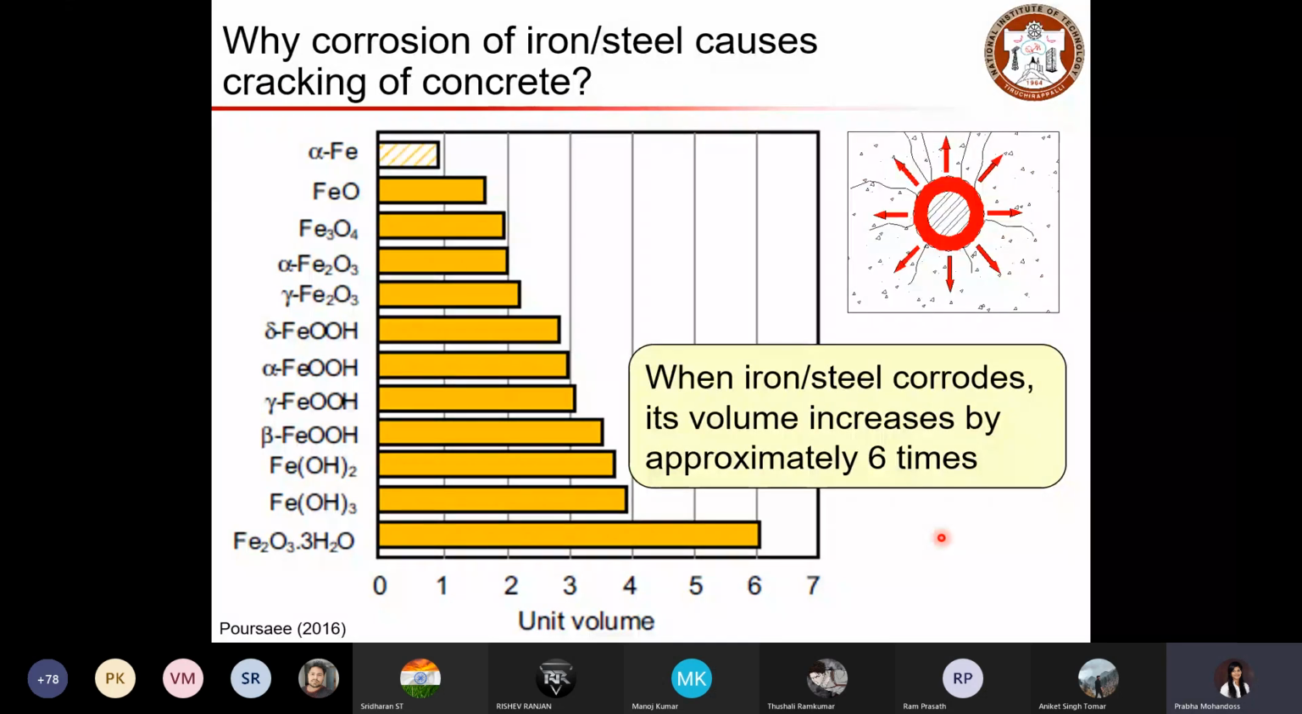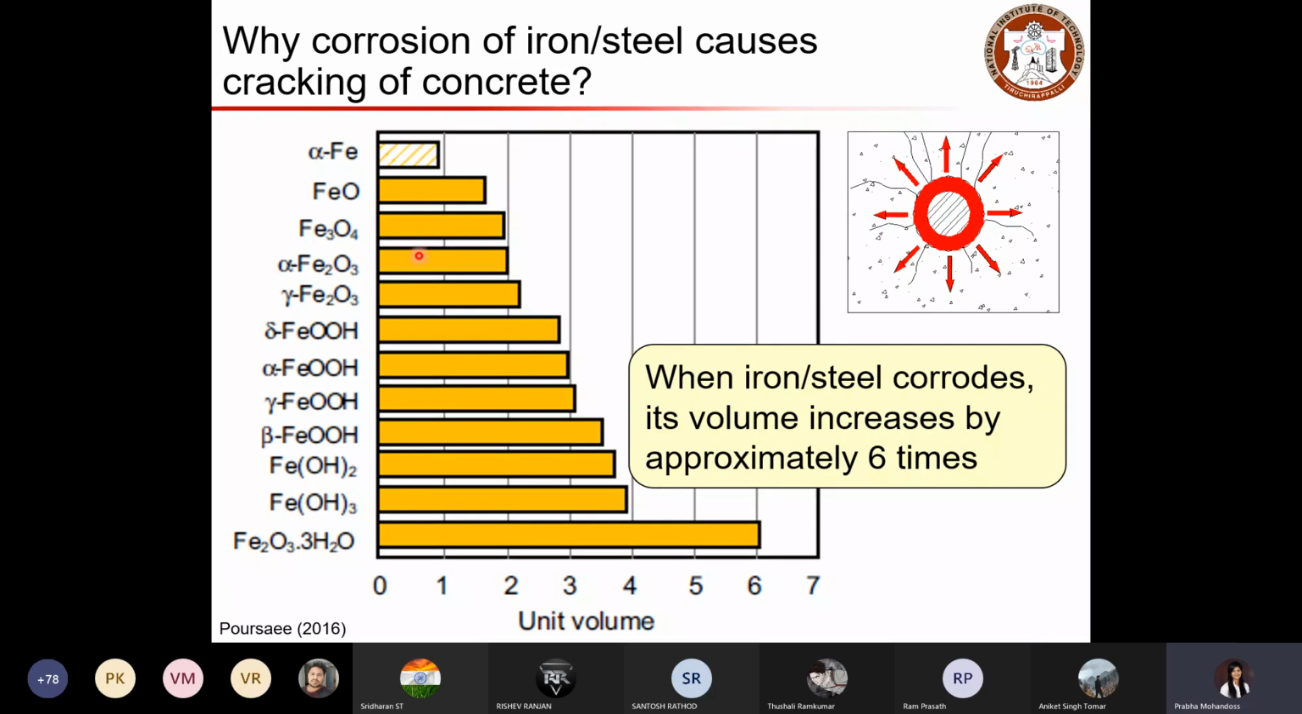So when we have such corrosion, why is it harmful for reinforced concrete? This basically represents how rust formation leads to pressure initiation. Where you have the iron metal and it is reacting, it will form iron oxide, and it further reacts and changes into different forms of iron oxides and hydroxides. As the reaction takes place, you can see the increase in volume.